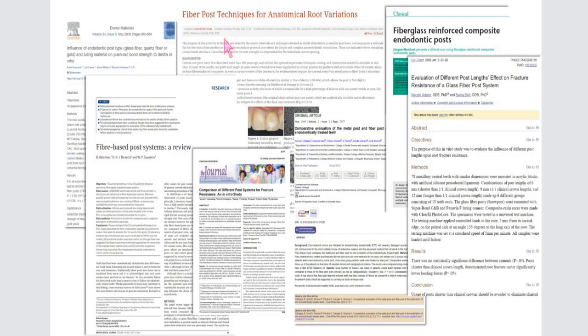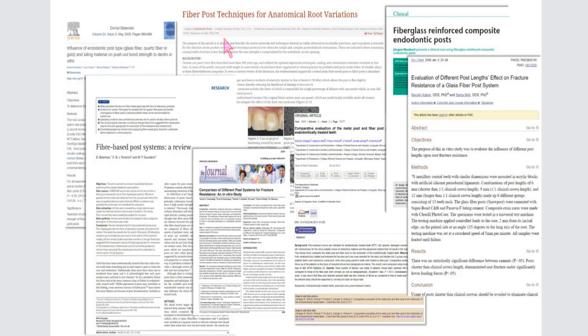Why use glass fiber posts? Why am I using glass fiber posts? Because there are a lot and a lot of studies. They show that the best material to perform a core buildup and reinforce tooth structure is the glass fiber post.